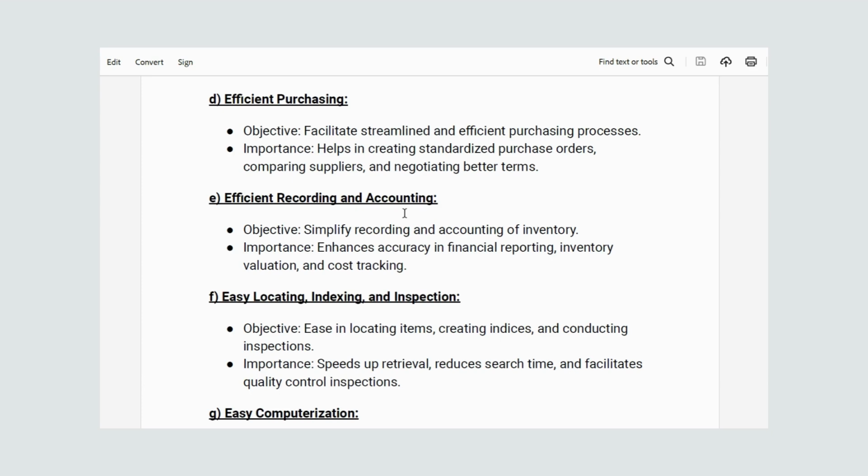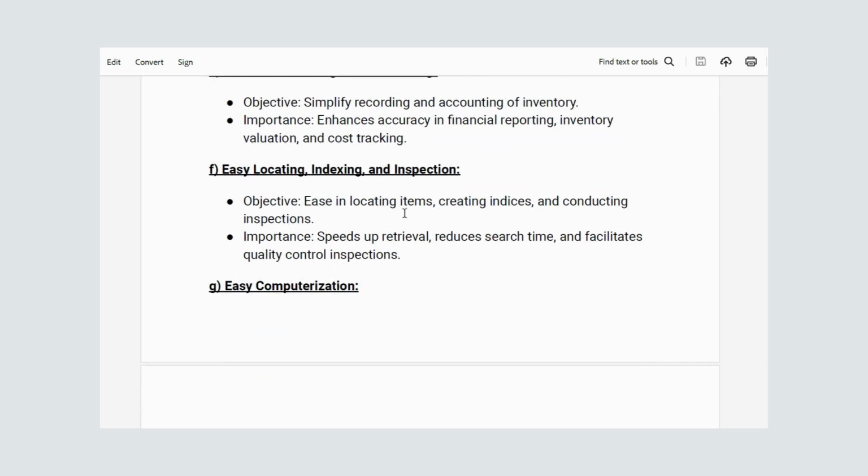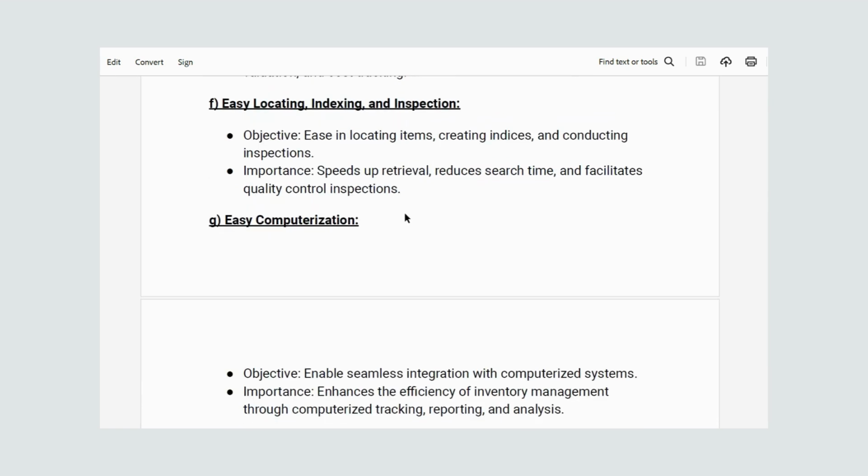So it helps you to easily locate, index and inspect the product. It helps in locating the items, so it speeds up retrieval. It reduces the search time. When we have a code for each item, we don't need to look at each and every product to find where it is kept. If we know the codes for each and every product, then that helps to reduce the search time. It also facilitates quality control inspections.